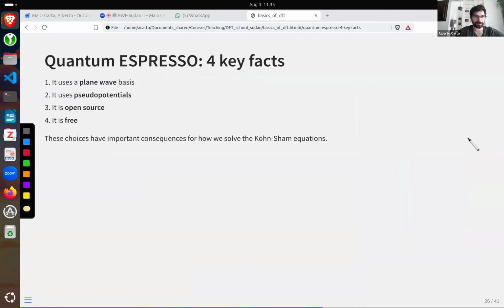Key facts about Quantum ESPRESSO: it uses a plane wave basis. As you saw before with the Bloch theorem, it's going to be ideal to describe crystals. It uses something called pseudopotentials. We don't know if we'll have enough time to cover that. And it's a free and open source code.